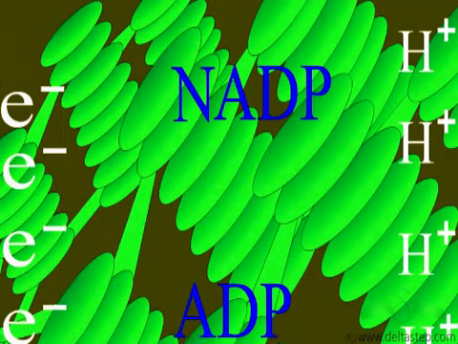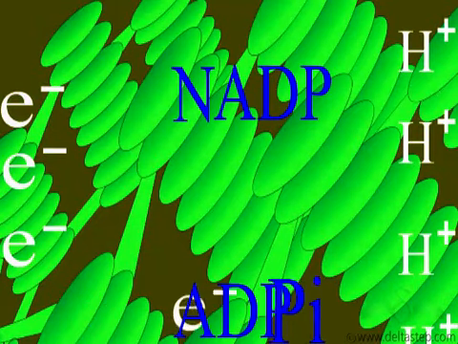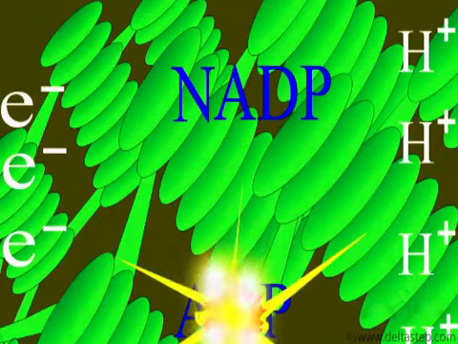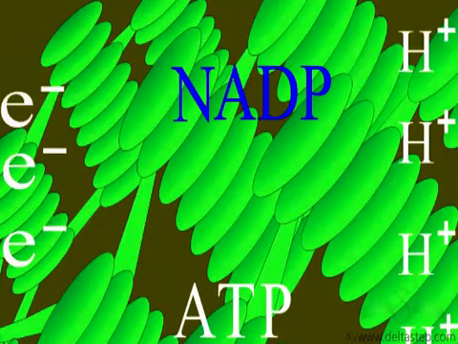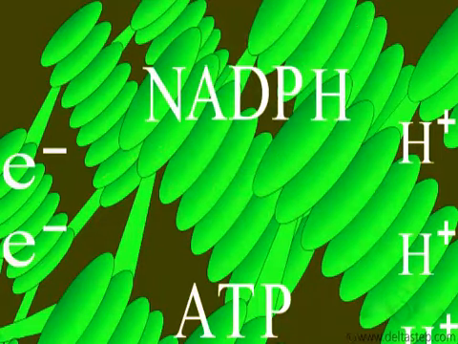Now cells have NADP and ADP. ADP combined with electrons and inorganic phosphate to form ATP, and electrons combined with NADP along with the hydrogen ions formed during the photolysis of water to form NADPH that stores even more energy than ATP.